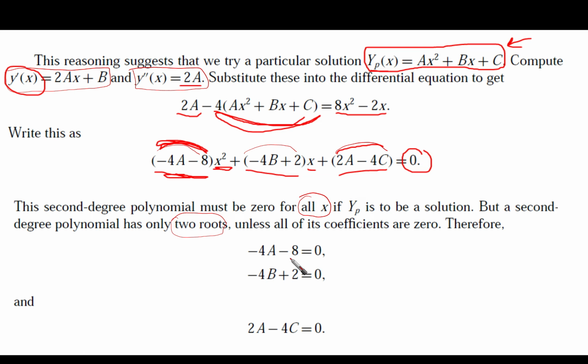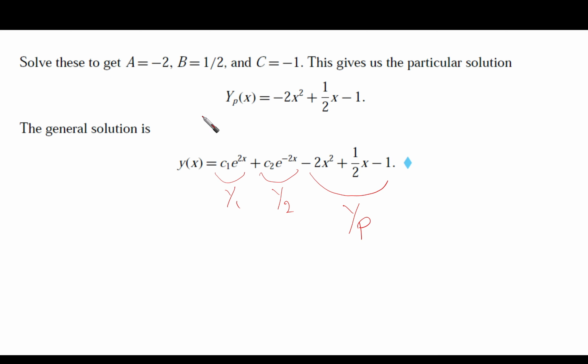That's what we are putting here. This is the first coefficient equal to 0, this is the second one equal to 0, and this is the third coefficient equal to 0. Now, how many unknowns or constants do we want to obtain in these equations? We have a, we have b, and we have c. But we have three different equations, so we can solve and get the values of a, b and c. This is what we're going to do here. So a equals minus 2, b equals half, and c equals minus 1.